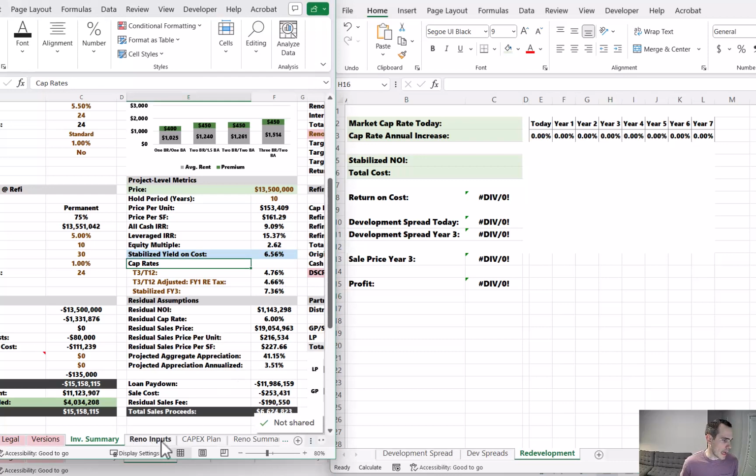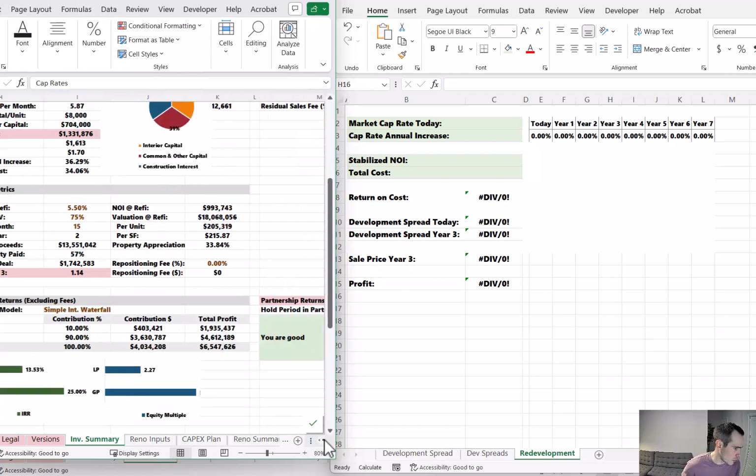So we need a market cap rate today. Just as in the development example, we had a cap rate today assumption, and then we were increasing that cap rate every year, as a conservative underwriter would do, so the residual value doesn't get overstated. We're following that exact same logic.